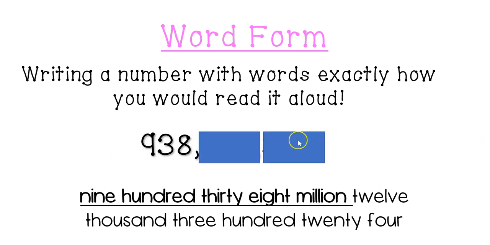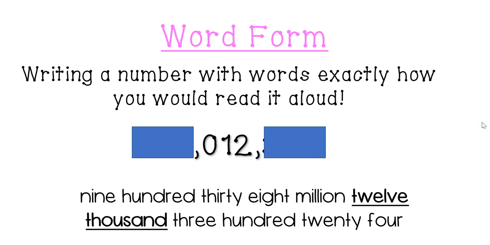So you might want to start by covering up your 2 houses. What is this number? 938. And I know since it's in the third house that its last name is millions. So I could write 938 million down here. I'm going to do the same thing with my next house. What is this number? It's 12. And I know since it's in my second house that its last name is thousand. So I'm going to write that here, 12,000.